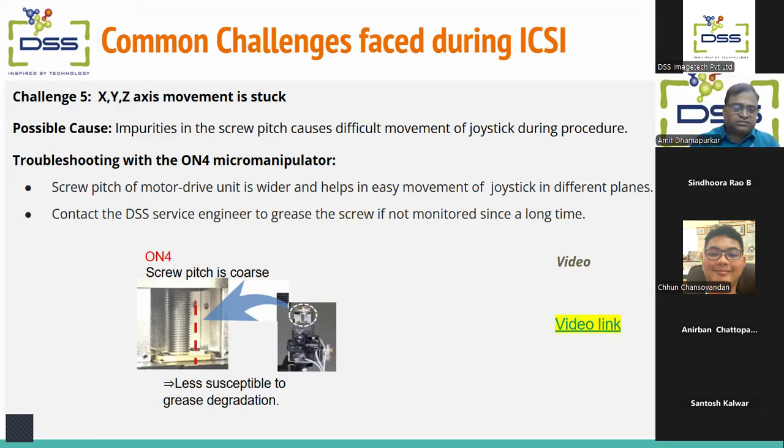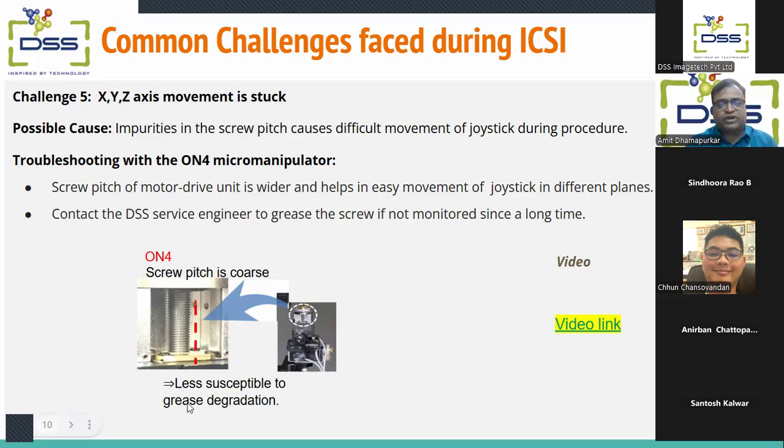So sometimes it happens that this degrades, being susceptible to grease degradation. So this happens due to the lack of grease also. So you can put the grease. For that purpose, I request you to please call upon the DSS service person, who is a trained engineer service person who can do these things. So the troubleshooting is that the screw pitch of the motor drive unit is greased and helps in easy movement of the joysticks in different planes. We'll just see the video of how it happens and how we can eliminate these things.